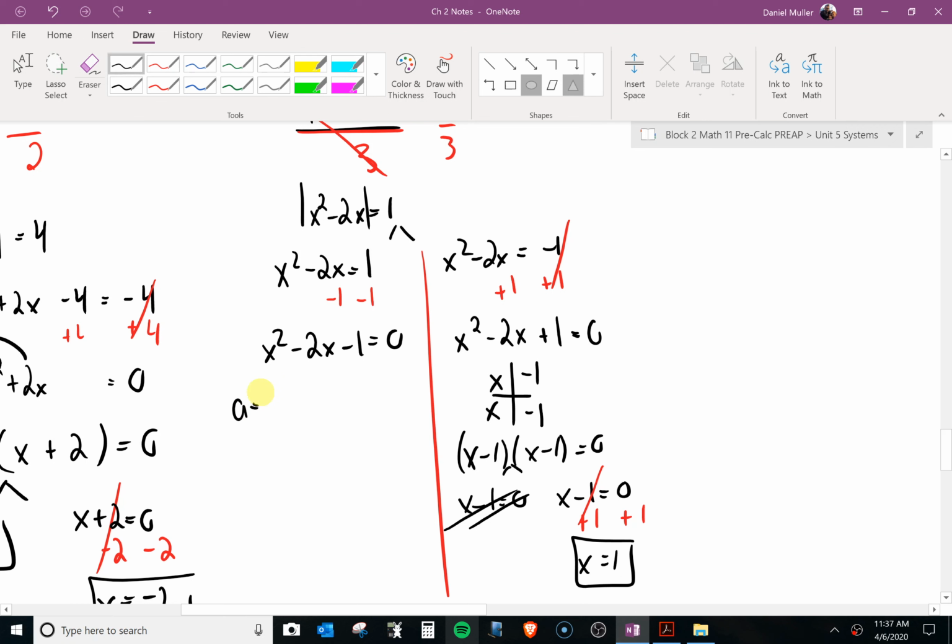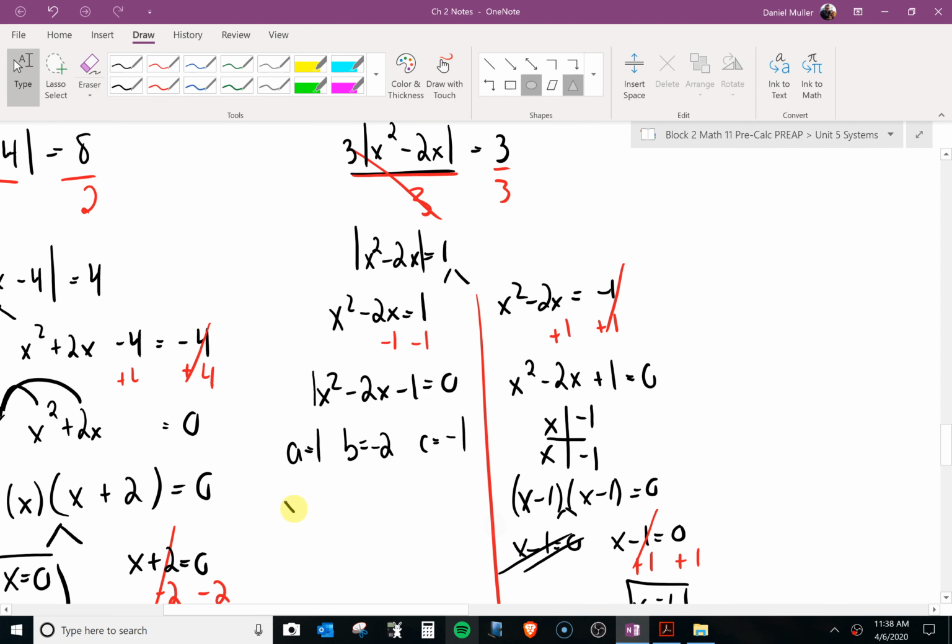Well, the only option then is to use the quadratic formula. Again, you could complete the square if you wanted to, but I'll use the quadratic formula. So the a value is the number in front of the x squared, which in this case is a 1. The b value is the number in front of the x, which is negative 2. And the c value is the constant, the thing at the very end here without an x, which is a negative 1. So x is equal to negative b plus or minus the square root of b squared minus 4ac all over 2a. You might want to pause the video and make sure you write that down.